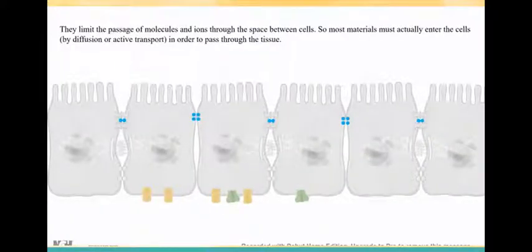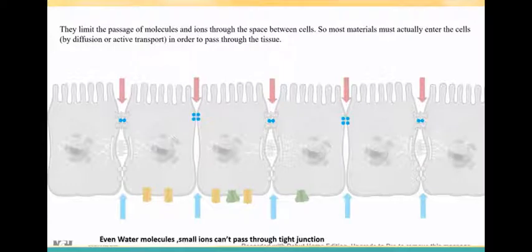Now let's talk about the functionality of the tight junctions. Tight junctions ensure that even water molecules or small ions cannot pass from one side of the epithelial layer to the other side, and this also ensures that whatever passage of water molecules or ions happens, it happens via active transport or facilitated diffusion, not directly. So the tight junctions prevent the cells from leaking.